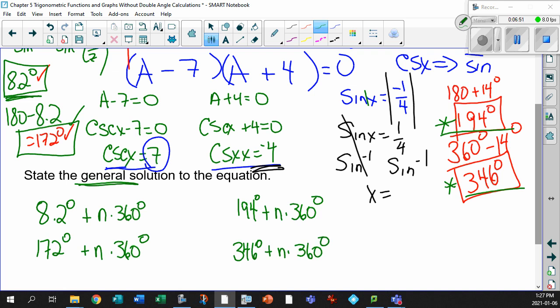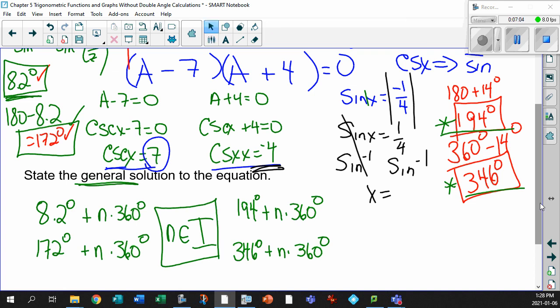It's crazy, isn't it? Now, the big thing that you have to remember to put in there is that n is an element of the integers, which tells you that you can go forward or backwards. That's how you solve this question.